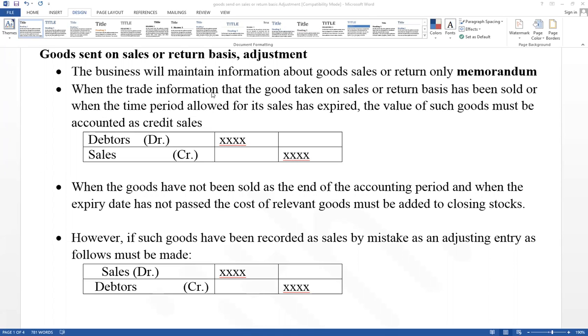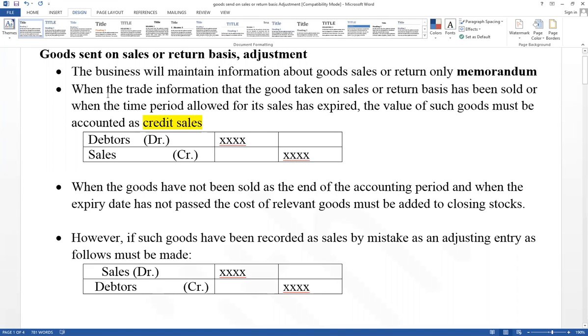When the trade information shows that goods taken on sales or return basis have been sold, or when the time period allowed for their sale has expired, there are two situations. In either case, the value of such goods must be accounted for as a credit sale. This is very important.